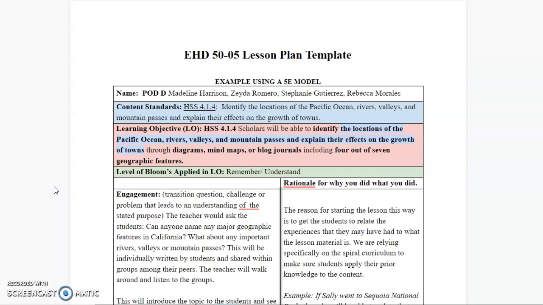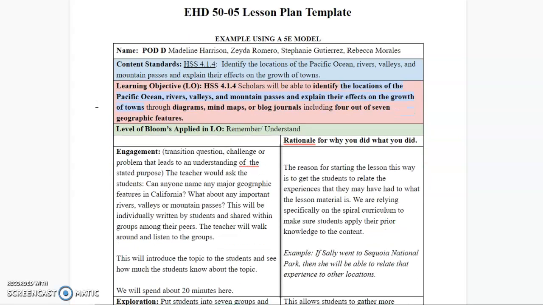So I'm in Pod D, and our content standard is History and Social Science 4.1.4, and it is: identify the locations of the Pacific Ocean, rivers, valleys, and mountain passes, and explain their effects on the growth of towns.